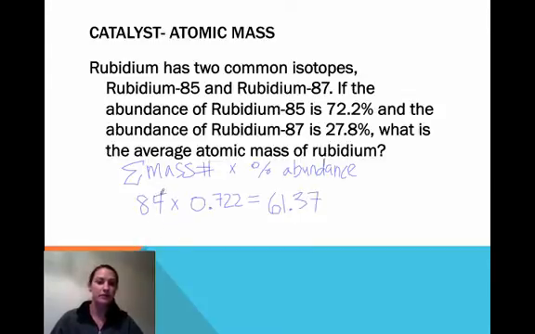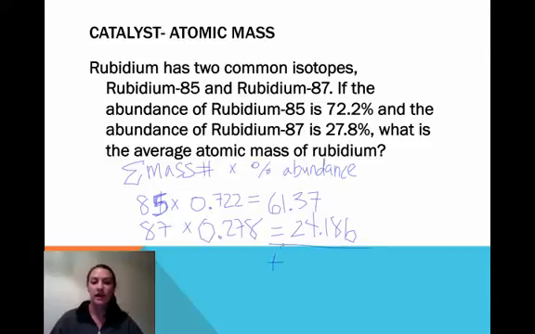And then I'm going to do the same thing with my next isotope. Sorry, that's supposed to be an 85, my apologies. The next isotope is 87 times 0.278, and that's going to be 24.186, all right? So I've taken each of my mass numbers: there's 72% of this, and there's 27% of rubidium-87, and then I just add them up. I take these two, and then I add them, okay? And that ends up with 85.556, which we can round to 85.56, all right? And that is going to be my average atomic mass.